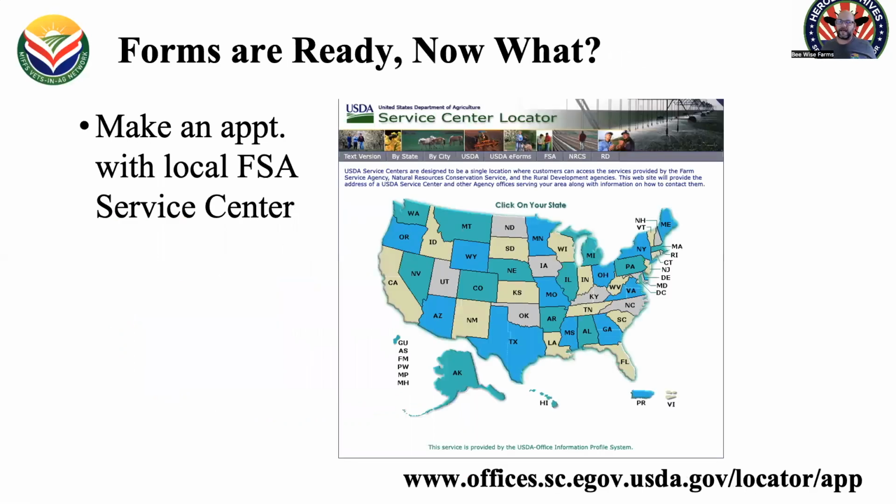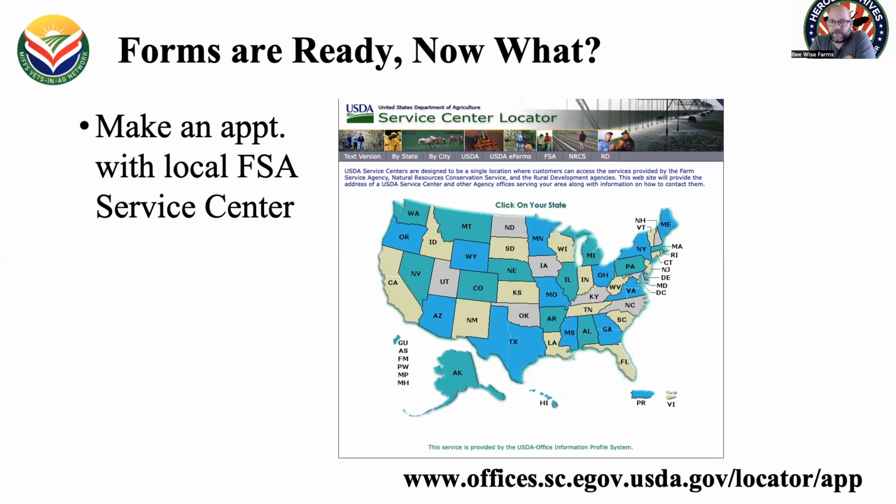All right, so once you get that information, you have these 4 forms in hand, and a printed copy showing if you're a limited resource farmer or not. Now you're ready to go to USDA and actually fill out and submit this paperwork and get this ball rolling, get your farm number issued to you so that you can start working with USDA. So the first thing you're going to want to do is make an appointment with an FSA service center.